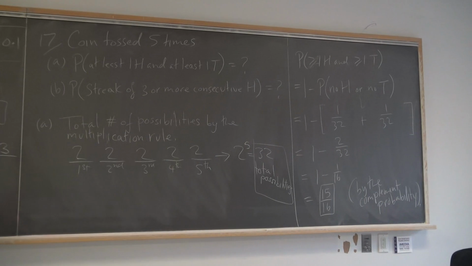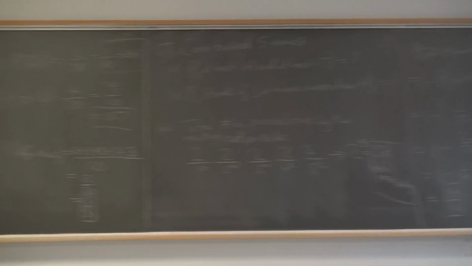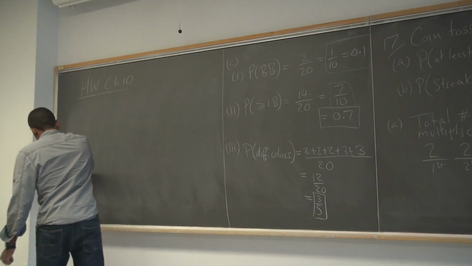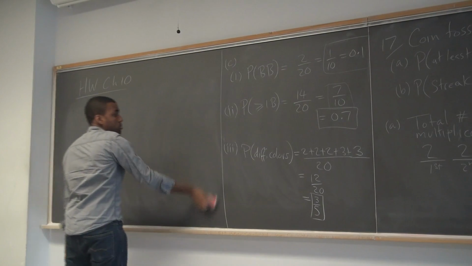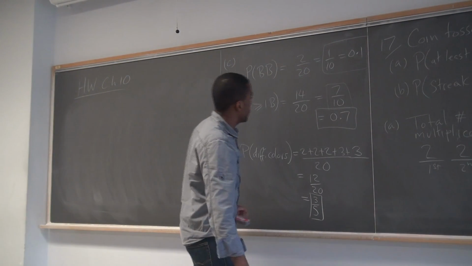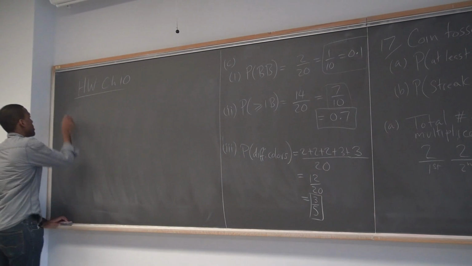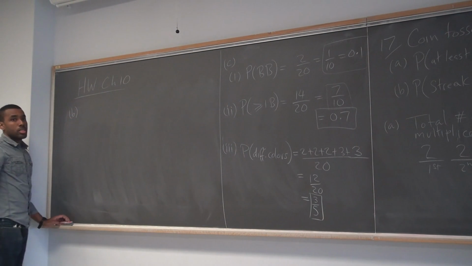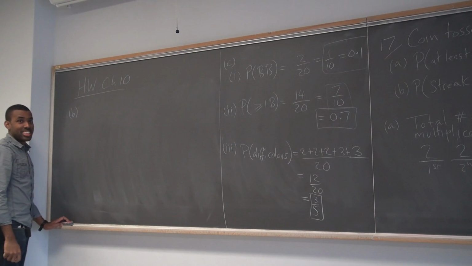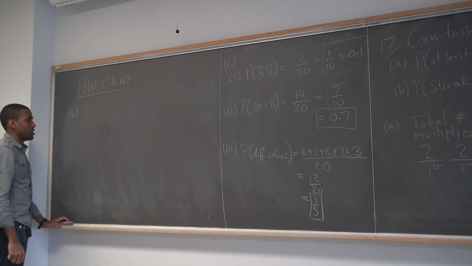Part B is a little more tricky. Who did part B? I just wrote out all the different ones. 32 of them? Oh, no. Just the only ways to get 3 consecutive H. It ended up being only 8. Okay. How did you start to write them down?